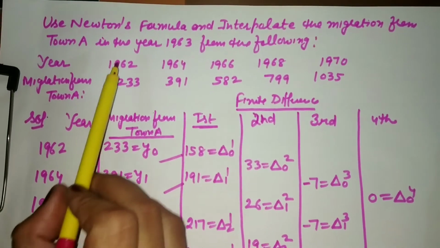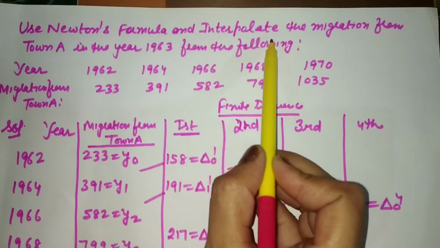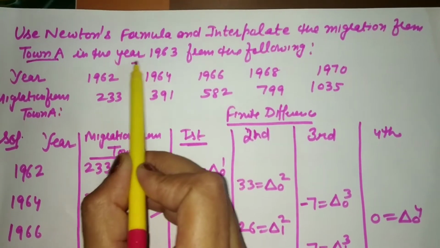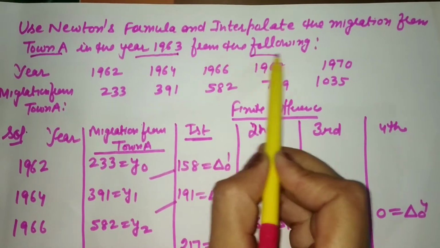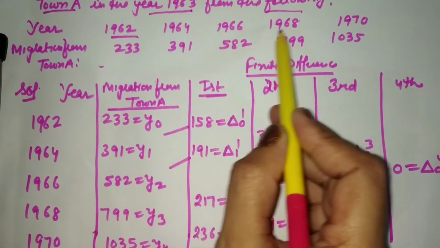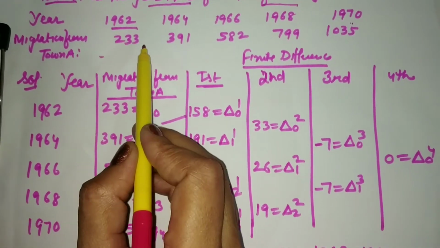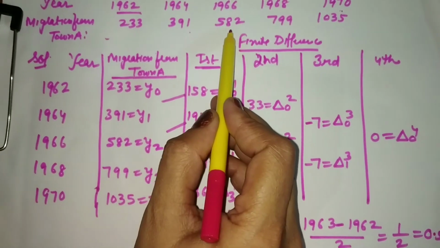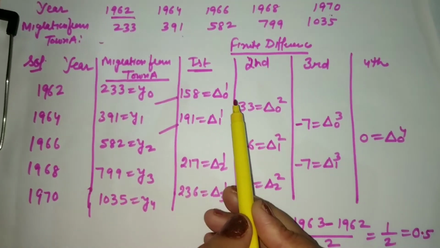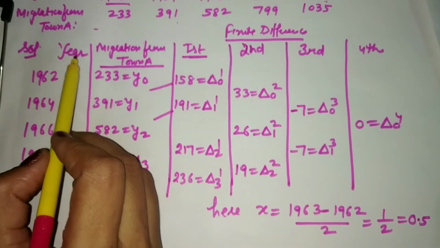The illustration statement is: use Newton's formula and interpolate the migration from town A in the year 1963 from the following data. Year is given as 1962, 64, 66, 68, 70, and migration from town A is given as 233, 391, 582, 799 and 1035. So we have to calculate the value for 1963. So how will we calculate?